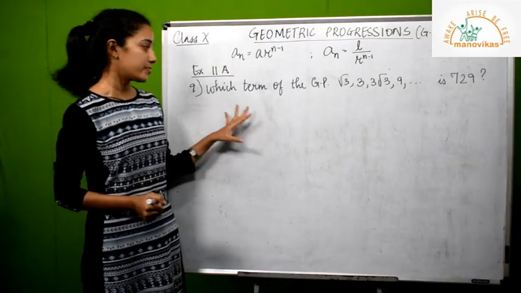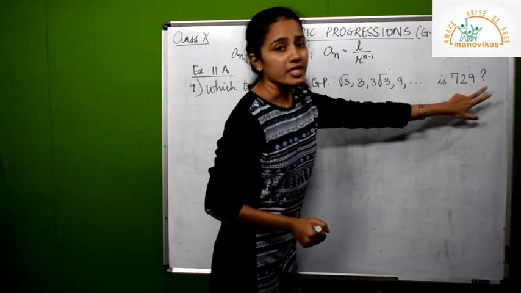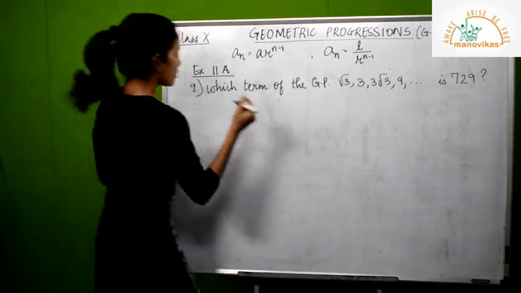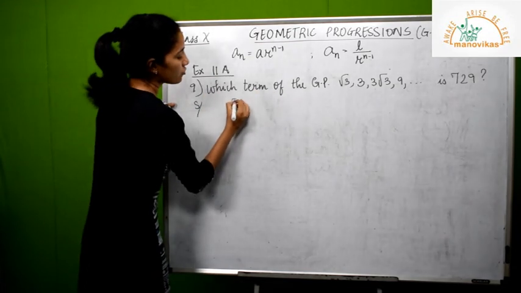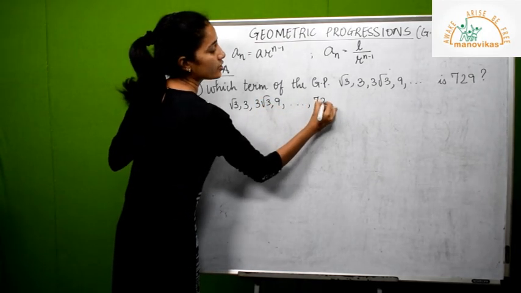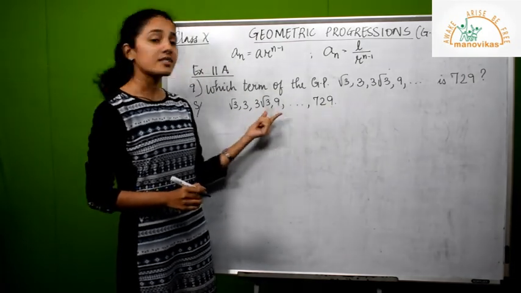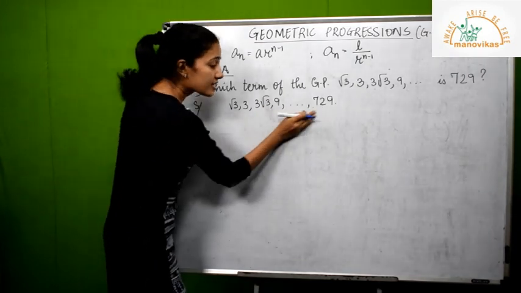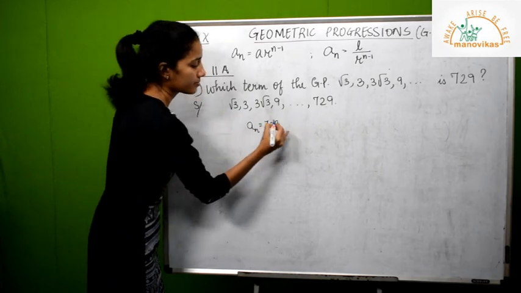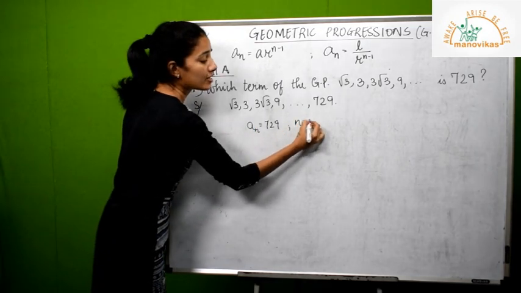Let us consider another example, problem number 9. Which term of the GP is 729? It means that this is the last number that is given, and after this there is no number mentioned. So let us write this as root 3, 3, 3 root 3, 9, and so on till 729. So which term, meaning they are asking you what is the position of this number in this sequence. Since this is a finite sequence, remember this will be the nth term, that is 729. The position of this number will be to calculate n here. So we are supposed to calculate n.